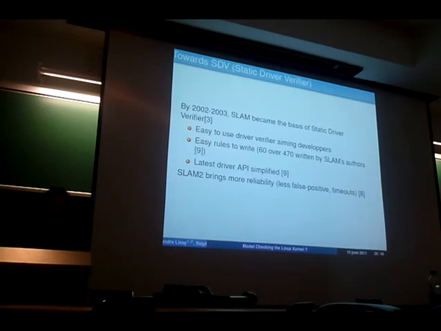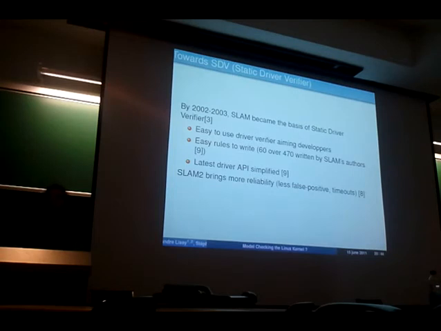And after 2 to 3 years, the SLAM project became powerful enough. At that time, there were still quite a lot of false positives, something like 15 to 20%. They also had timeout issues because of searching for reachability in the Boolean program. So there were timeouts, and sometimes that was it. So that became the basis of what is called SDV, Static Driver Verifier.